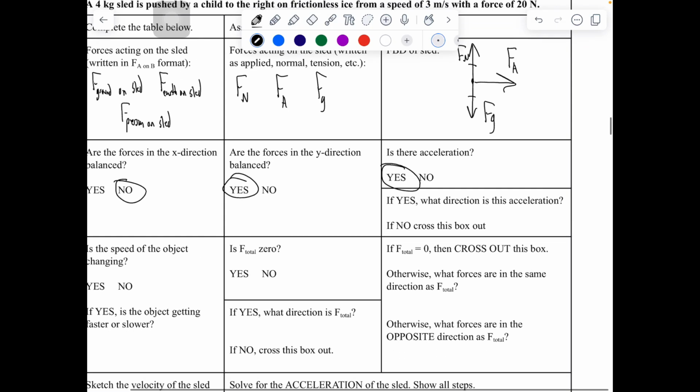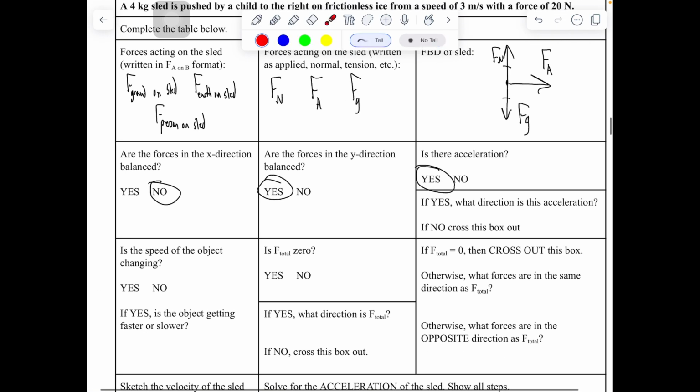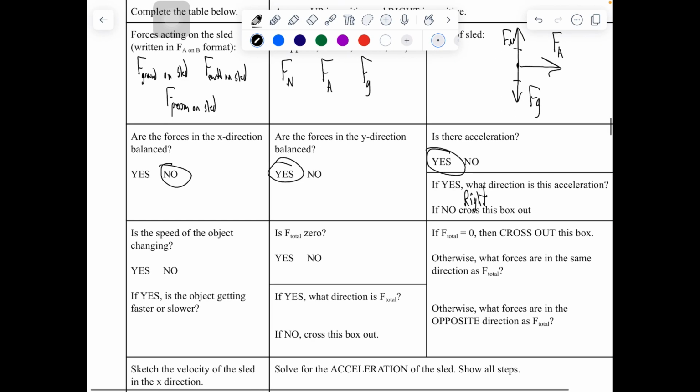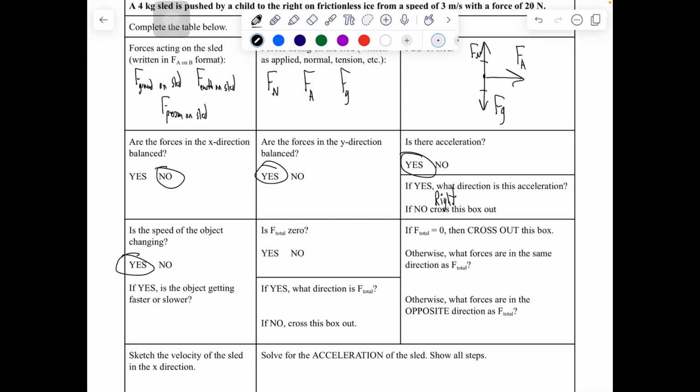What is the direction of the acceleration? Well, forces are unbalanced in the x direction. Unbalanced forces cause acceleration in the same direction of the unbalanced force. So, the unbalanced force is to the right, the acceleration is to the right. Is the speed of the object changing? Yes. It is accelerating, and in this case, speeding up. It's getting faster.